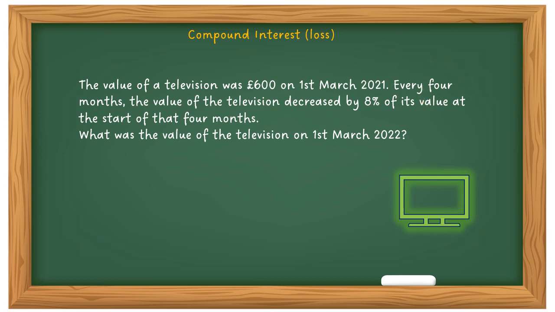So be careful. You can see there's your initial investment, and you're losing 8% every 4 months. If you start with your initial investment and take off 8% every 4 months, you should end up with a figure of £467.21. And that's how you use compound interest to calculate a loss.